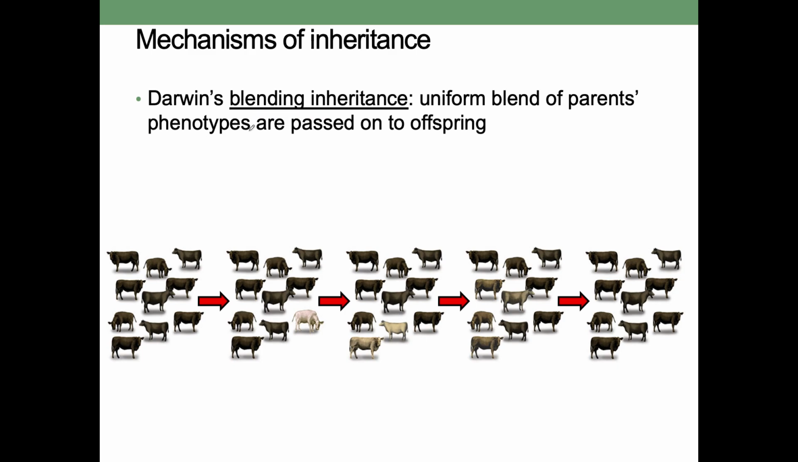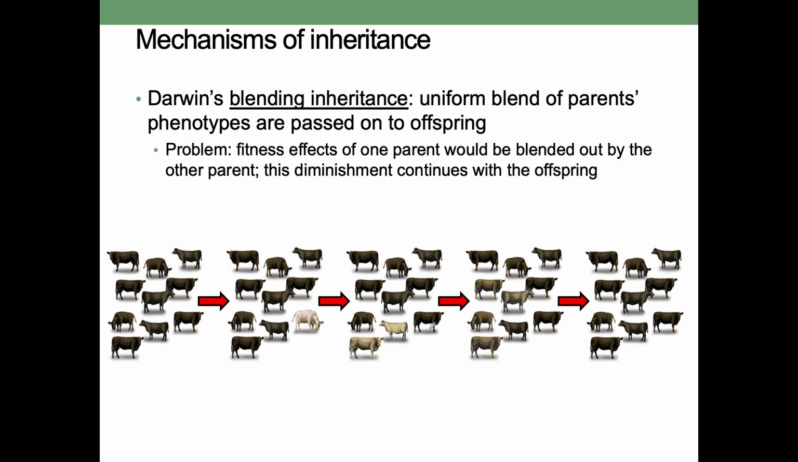So the idea is that if you have a population of, let's say, cows in this example, and you have one individual that has a variation on coat color, that if this individual mates with, let's say, another individual with a different coat color, that their offspring would be a kind of blend of the parents.